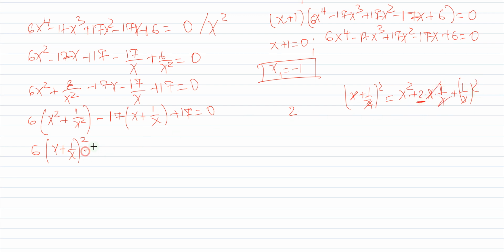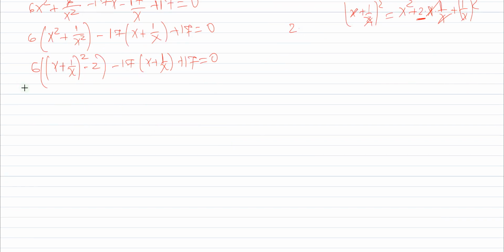So this is minus 2, and minus 17 times (x plus 1 over x) plus 17, equals 0. So from here, I'm going to multiply this. We have 6 times (x plus 1 over x) squared minus 12, minus 17 times (x plus 1 over x), plus 17 equals 0.